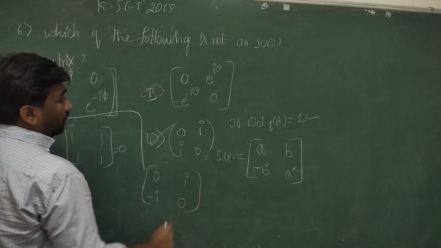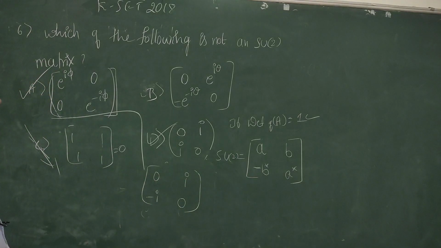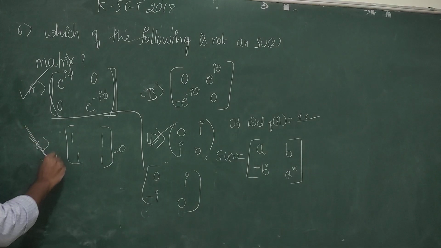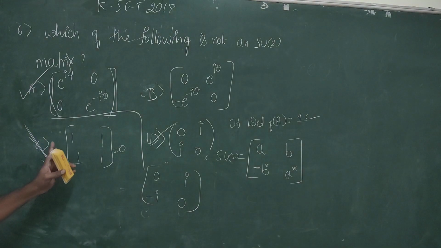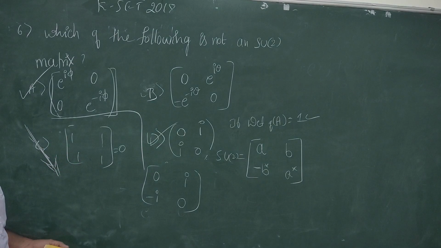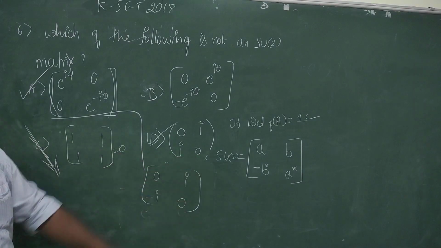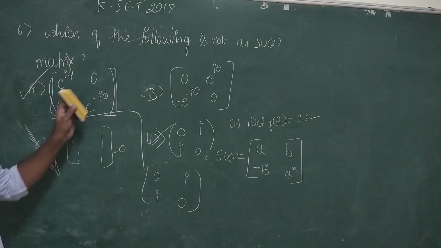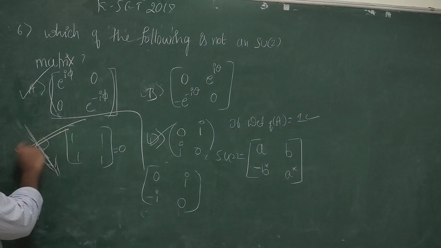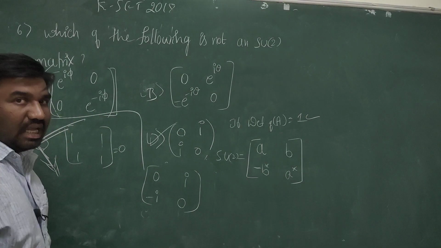Okay, correct. So the question is, which of the following is not an SU(2) matrix? Option C is the correct answer. This is not a correct option because its determinant is 0 and this condition is not obeyed. All these three are unitary matrices and this is not a unitary matrix. So option C is the correct answer.